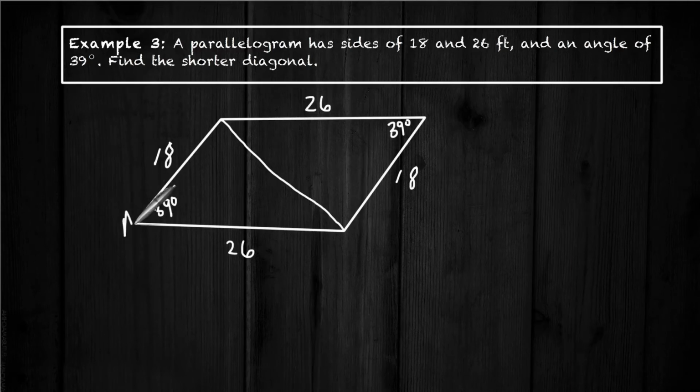So maybe we'll call this A, B, and C. So this is going to be side A. And so once again, this is pretty simple. We're looking for side A. So we're going to use that first formula.